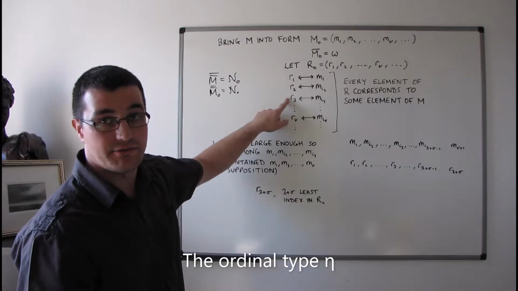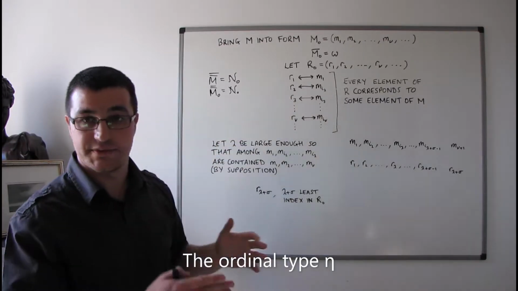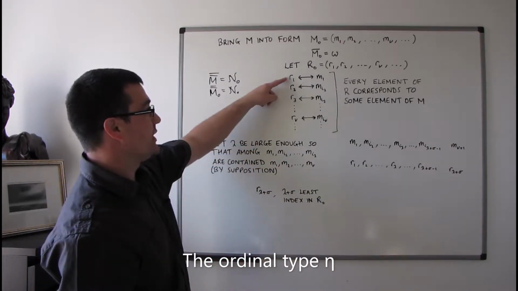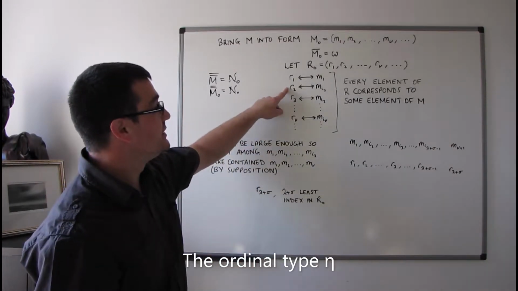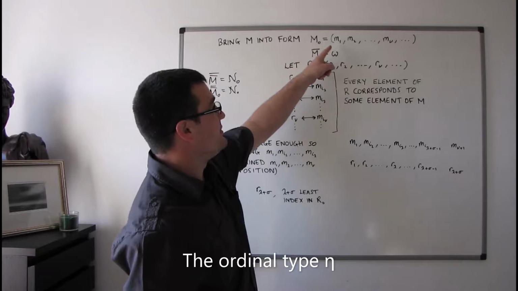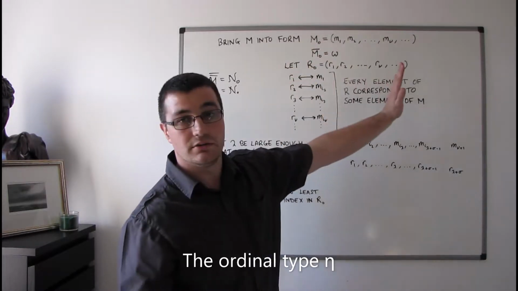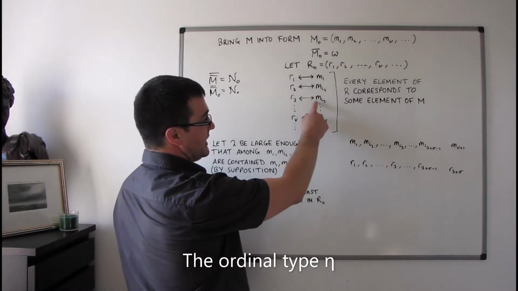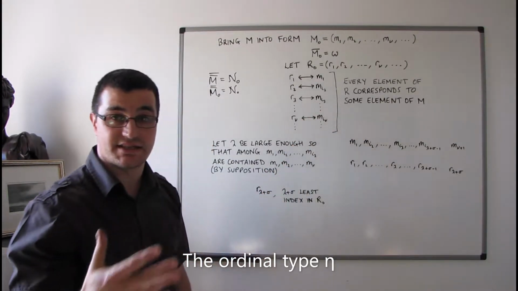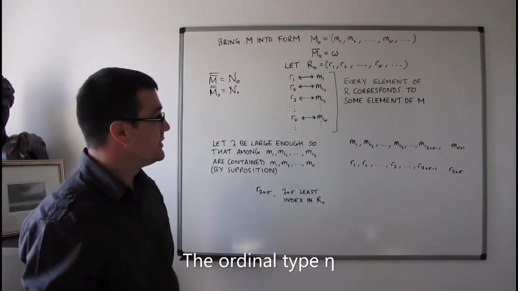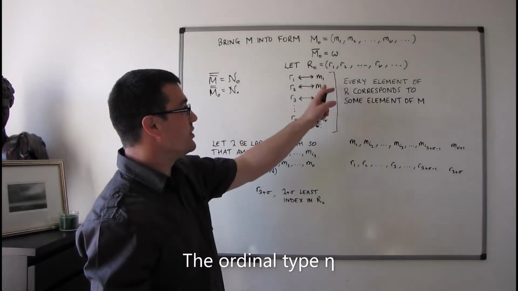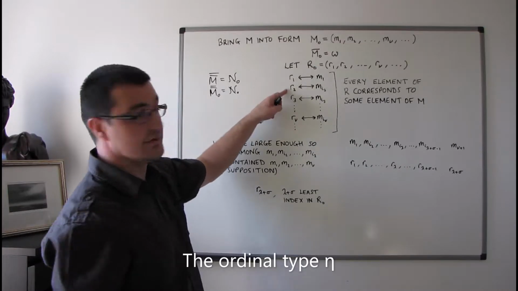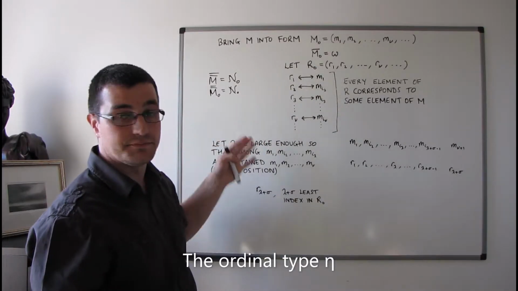Then we move on to R3. R3 has a particular ordinal position in R relative to R1 and R2. So we go back to M naught and start at M1 and go along, and we find the least index i3 such that M i3 has the same ordinal position relative to M1 and M i2 in M as R3 has to R1 and R2 in R.